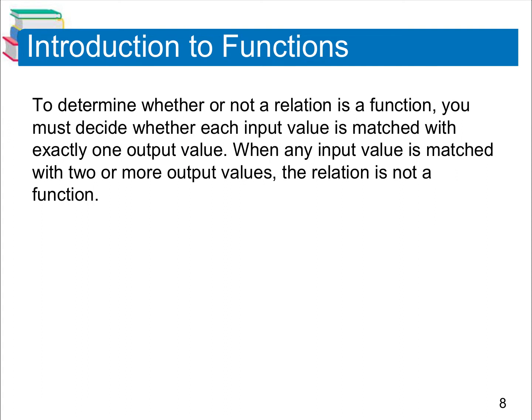To determine whether or not a relation is a function, you have to decide whether each input value is matched with exactly one output value. When any input value is matched with two or more output values, the relation is not a function. So for example, let's say your x values are -4, 6, 3, and 9, and your y values are 2, 3, and 7.